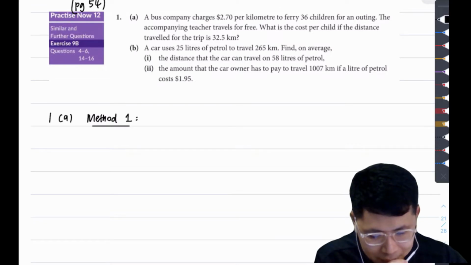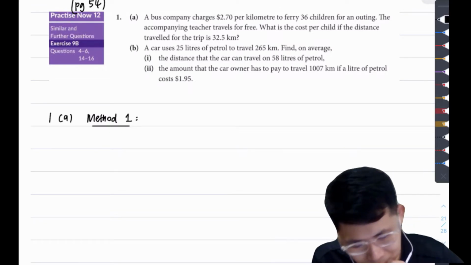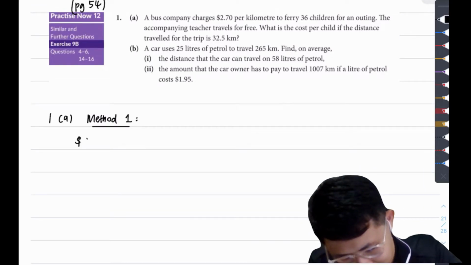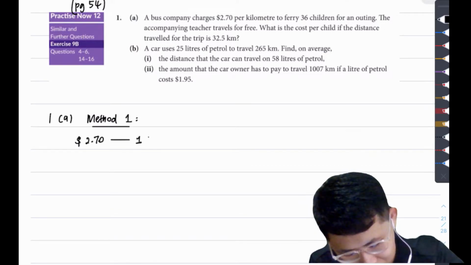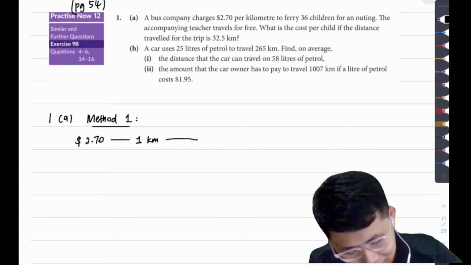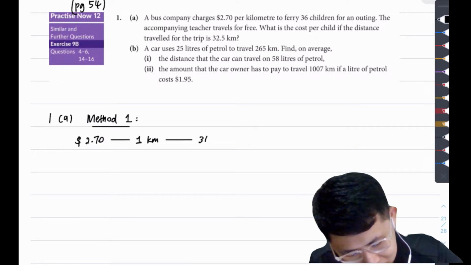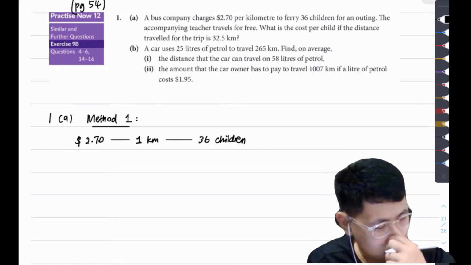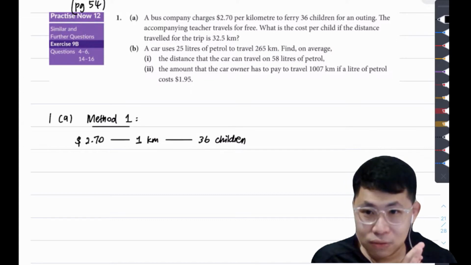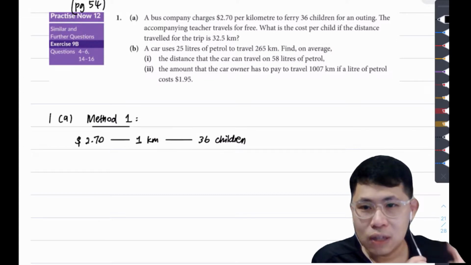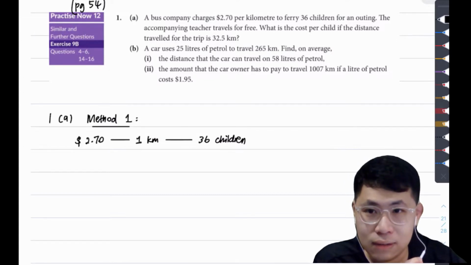So a bus company charges $2.70. This is tied to for every 1 km, and this is tied to 36 children. Okay, so this is the rate that we have. So the teacher is not counted because it's free. So I'm looking for the cost per child.